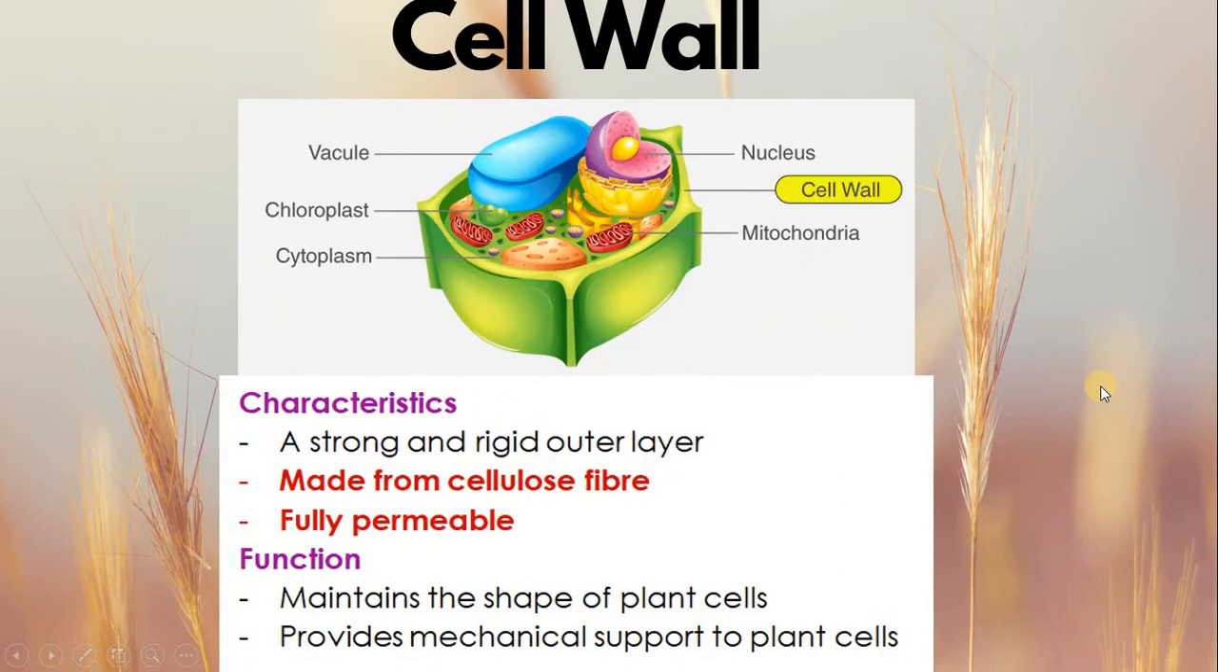Now we look at the cell wall. So this is the cell wall. The characteristic of the cell wall: a strong and rigid outer layer, lapisan luar yang sangat kuat dan keras, made from cellulose fiber, and fully permeable. Fully permeable means it allows all the substances to pass through it freely.